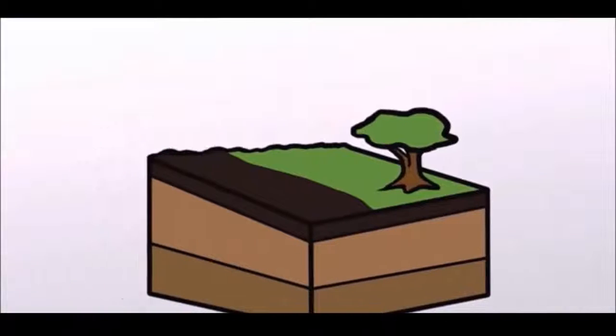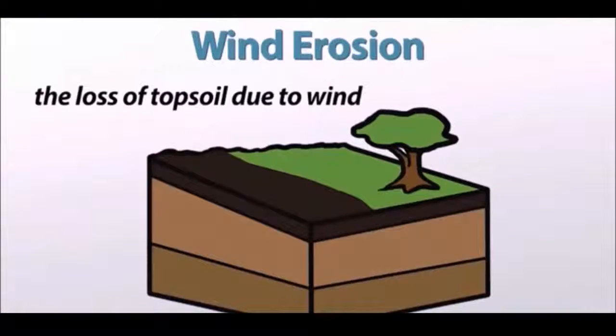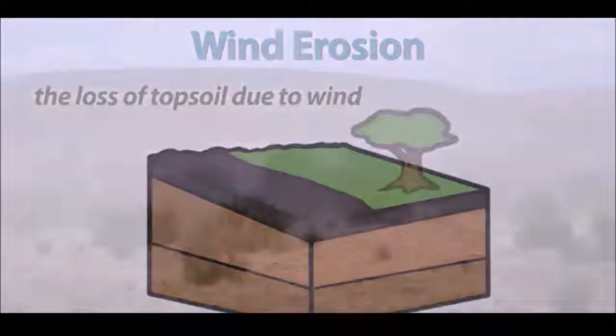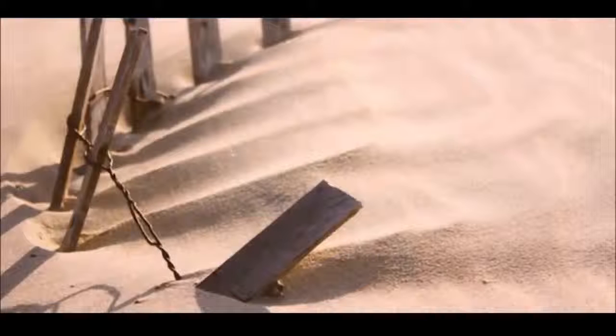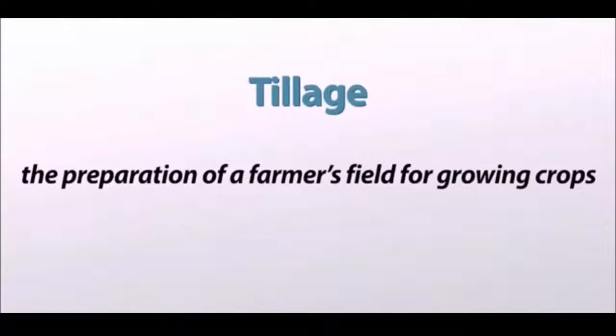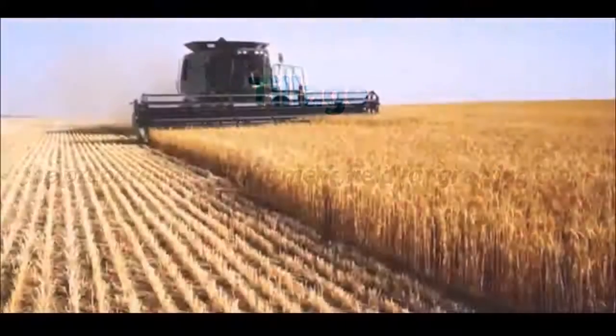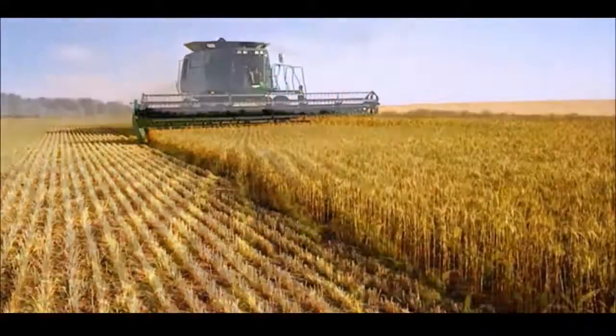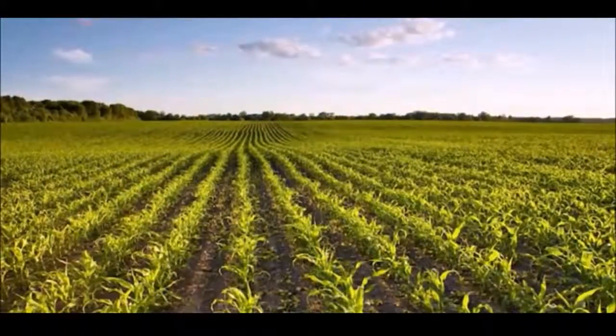We also see wind erosion, which is the loss of topsoil due to wind. Areas that lack vegetation or have sandy soil are more prone to erosion by wind. Tillage is the preparation of a farmer's field for growing crops. The more tillage that a field is subjected to, the greater the potential for soil erosion.